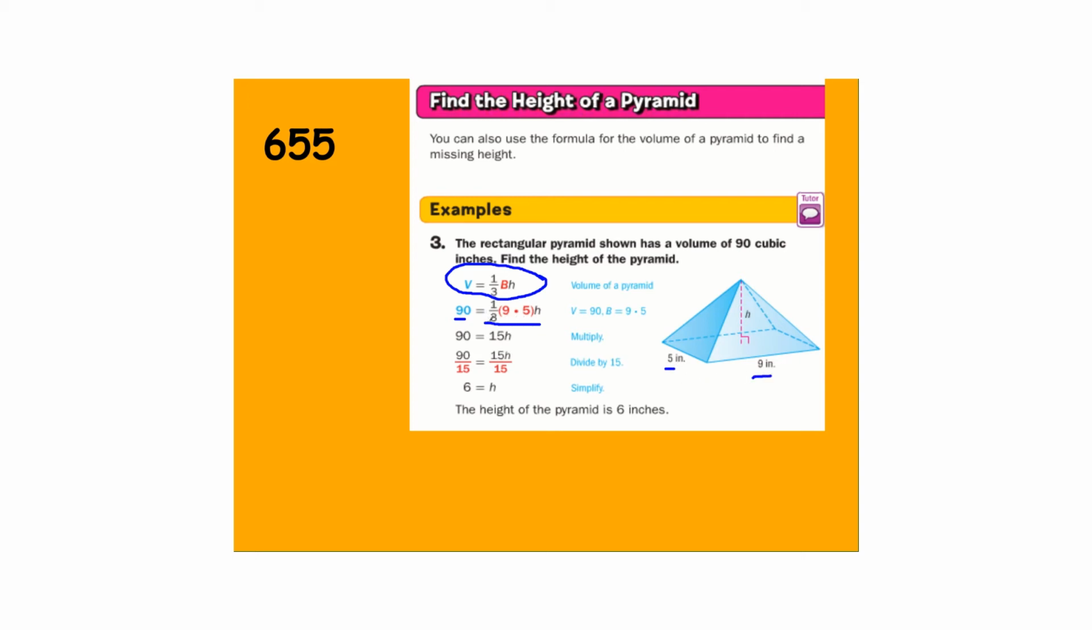What's 1/3 of 45 right here? 15. So 90 equals 15 times H, divide by 15. So the height is 6. So I know when we have a test, there's something like this on it. Make sure that you can work your formulas backwards, which was a chapter or 2 ago in our algebra. I know you can do this, okay?